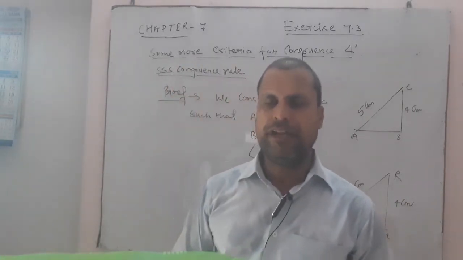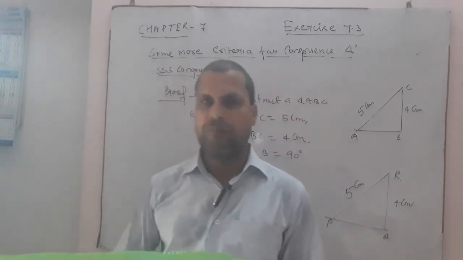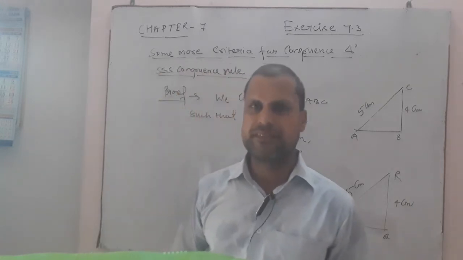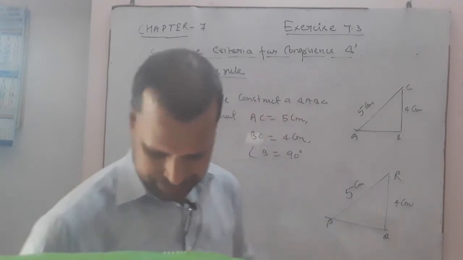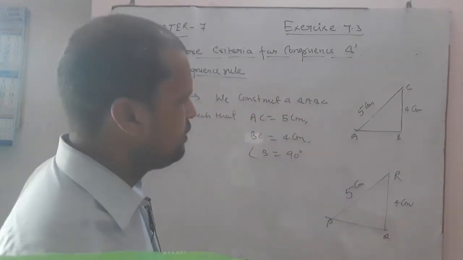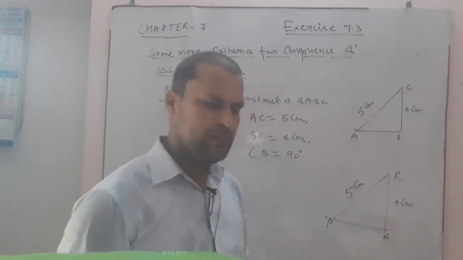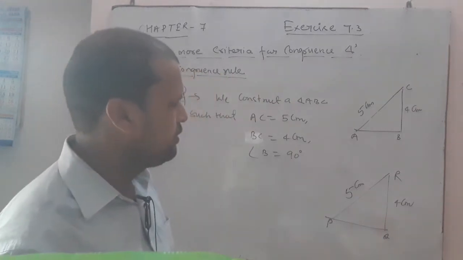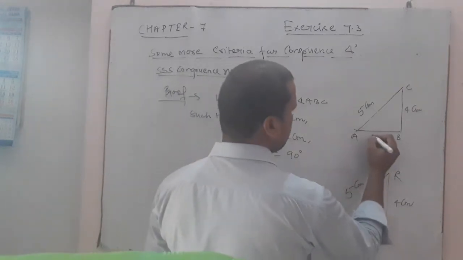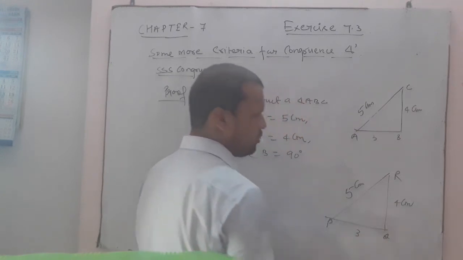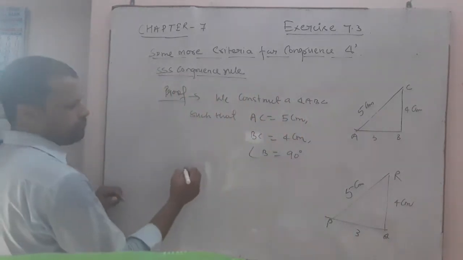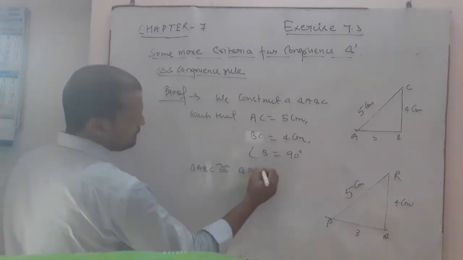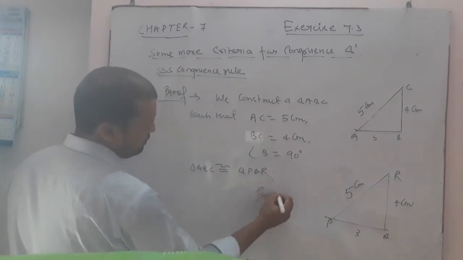When two figures completely overlap each other, what is the meaning of this? Both figures are congruent. If triangle ABC completely covers PQR, it means we will find AB equal to 3 centimeter, PQ equal to also 3 centimeter. In that case, we can say that triangle ABC is congruent to triangle PQR. This is the proof of the theorem.